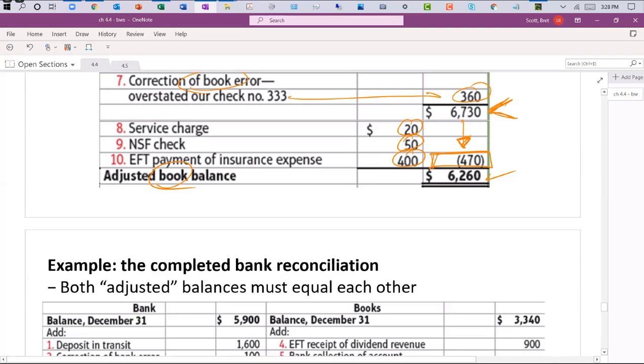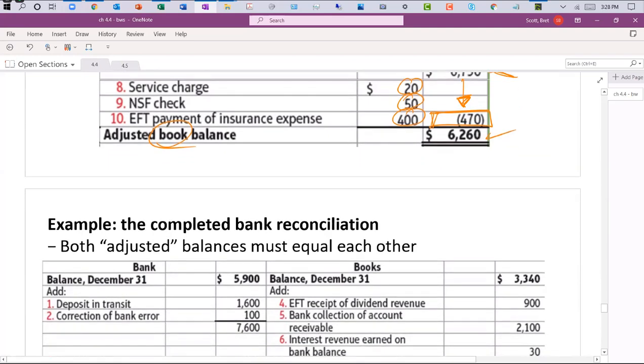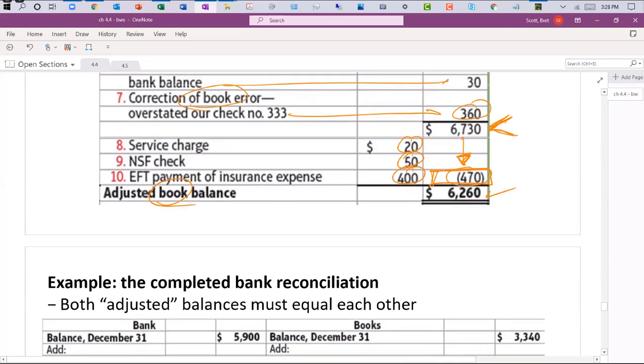So down below, sorry, was that Mike? Was it 400 or 470? What's the deal here? This 470 is the sum of these guys right here. That's what I'm getting there. You see that, Mike?